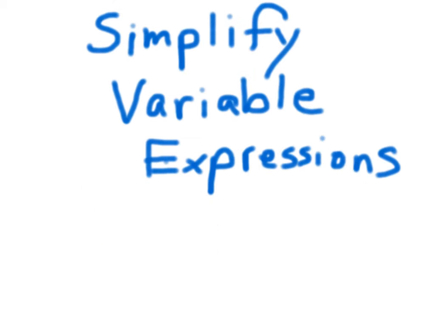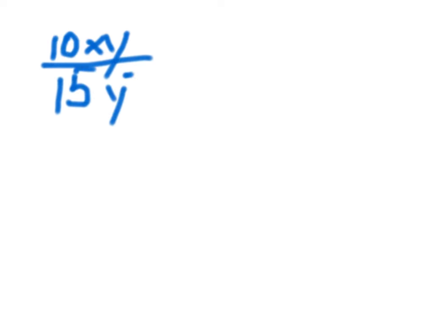Okay, on to the nuts and bolts of the lesson now. Simplifying variable expressions. It's just like simplifying your fractions that we worked on, but we're going to take it another step further. So let's start with 10 times x times y over 15 times y squared. I need to put that in simplest form.